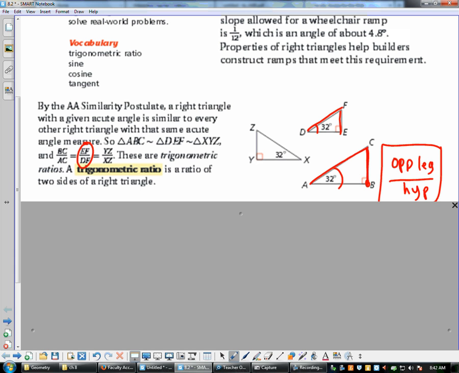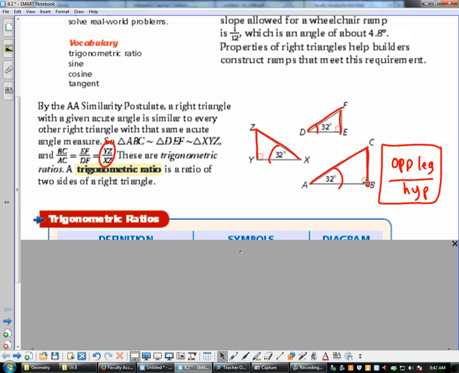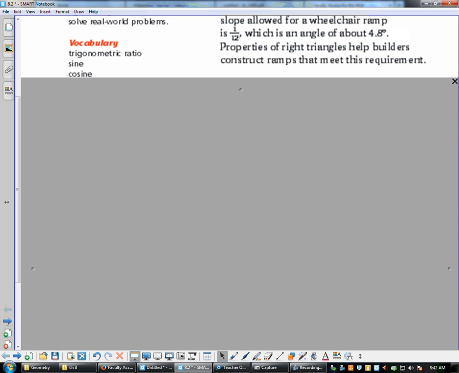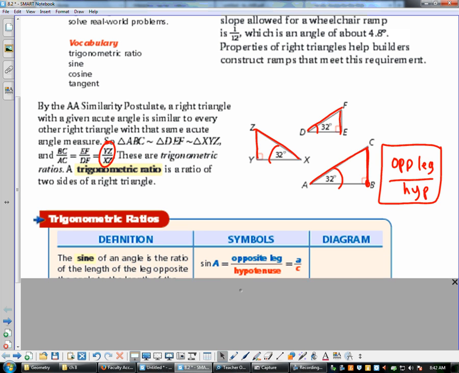And what about over here with YZ over XZ in this picture? YZ is the opposite and XZ is the hypotenuse. So if we take the opposite leg over the hypotenuse in all three of these, we're going to get the exact same answer. All those are proportional. So these are called trig ratios. A trigonometric ratio is a ratio of two sides of a right triangle.